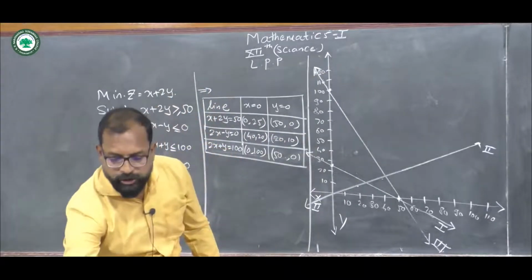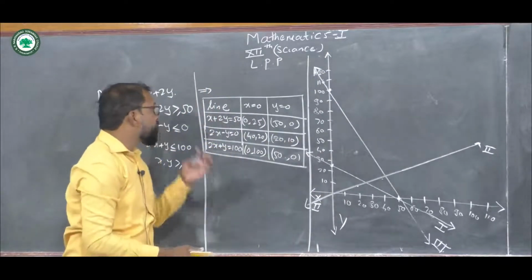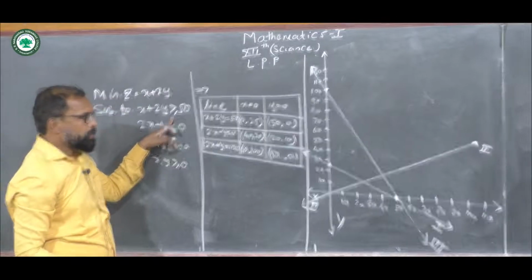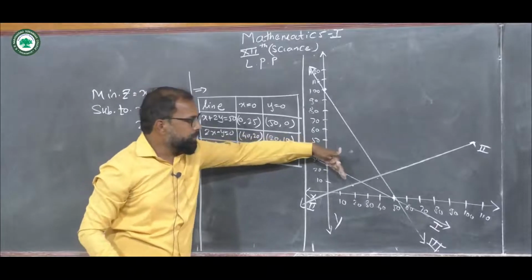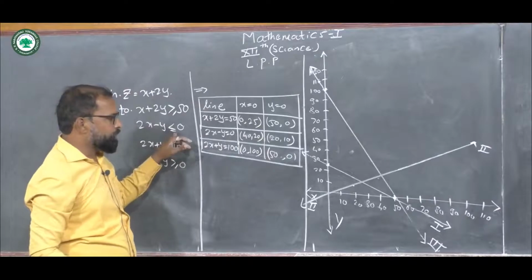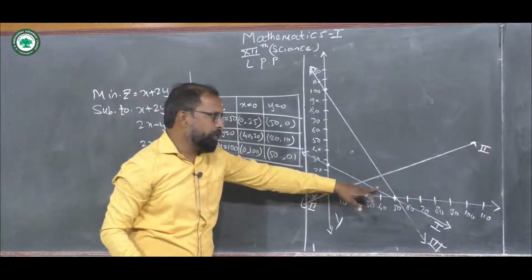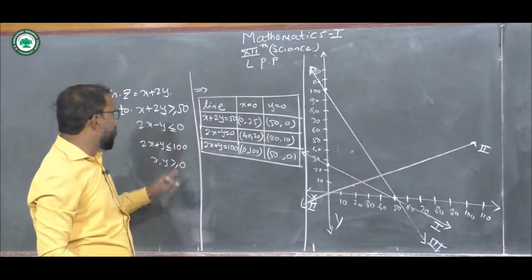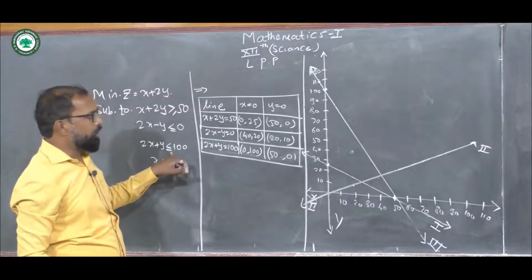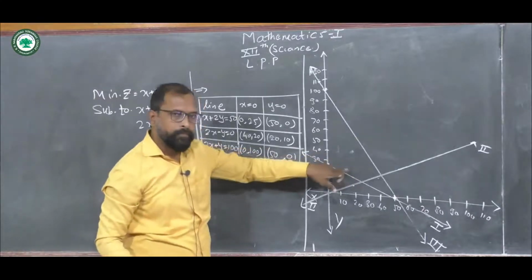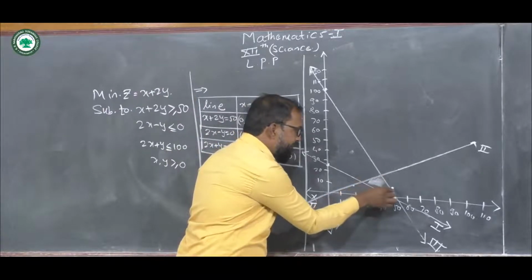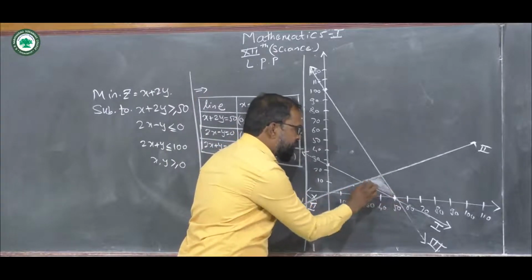Now consider the constraints. The first constraint is of the greater than or equal to type, so we have to consider the region above the first line. The second constraint is less than or equal to, that is the region below the second line. And the third one is again less than or equal to, that is the region below the third line. So greater than the first line and below the second and third lines, this is the region.